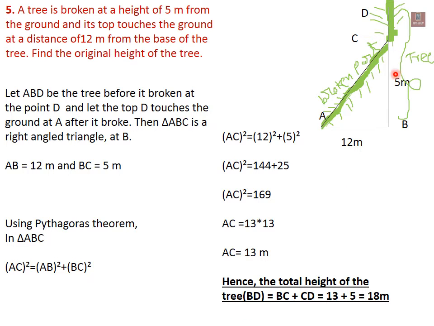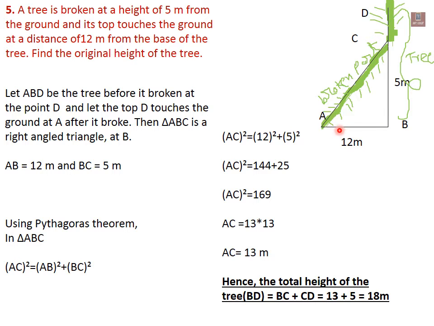So what happened here? This is a complete tree. It is broken at the top, C, and the CD part fell down on the ground and touched the ground at the point A. Now the remaining part which is there is 5 meters. Therefore, you need to find out what is the complete length of the tree.